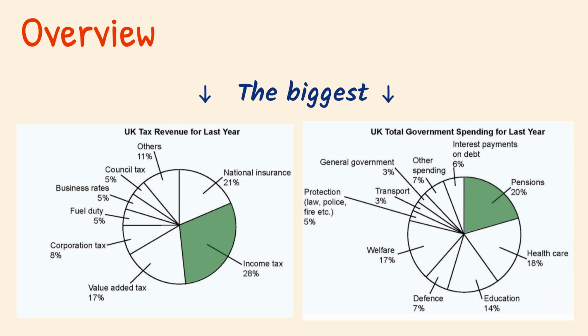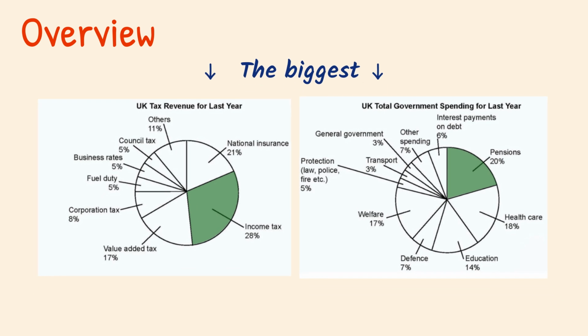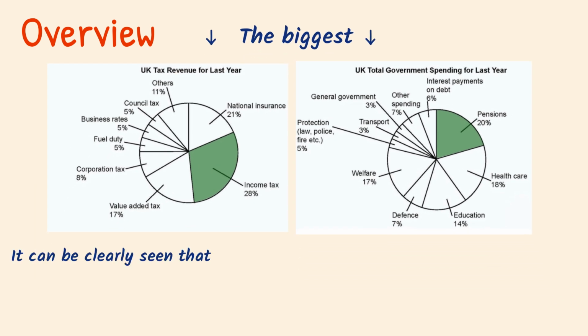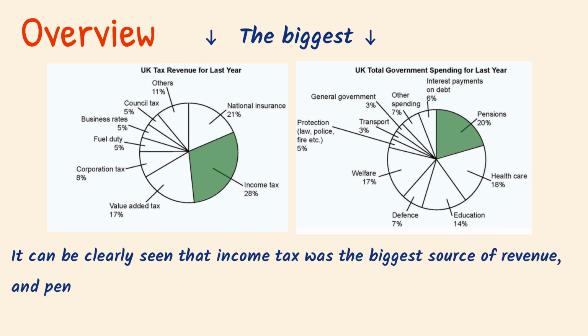And remember something, we should not provide any data. We should not provide any percentages here. We just talk about the biggest or the largest. So the biggest tax revenue or the largest government spending, which is income tax and pensions. Most of the time we start our overview paragraph with this phrase: it can be clearly seen that. It can be clearly seen that income tax was the biggest source of revenue and pensions were the largest expenditure area. That's great. This is our overview paragraph. So we write about a feature that stands out when we take a look at the chart.